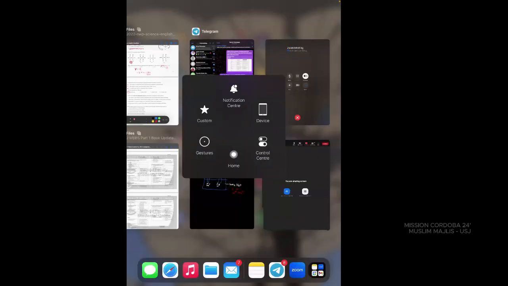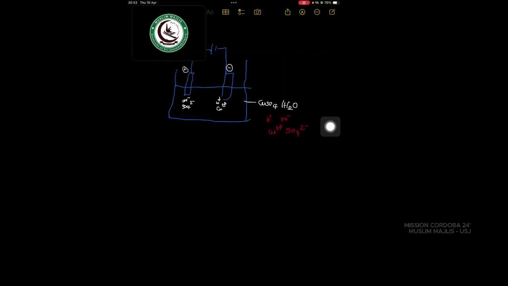Now tell me, out of SO4 2 minus and OH minus, who will undergo the reaction? OH minus, very good. OH minus will produce what? Oxygen, and water will also come. Out of H plus and Cu2 plus, who will undergo the reaction? Cu2 plus. Very good. Cu2 plus plus 2 electrons will give you copper.